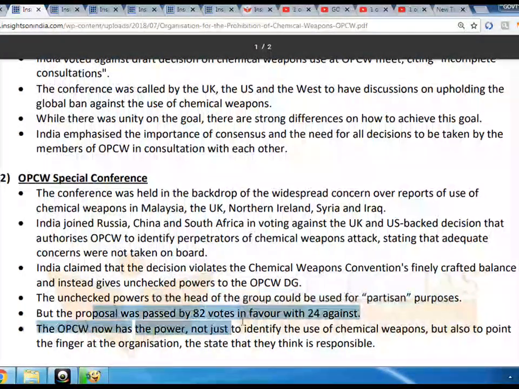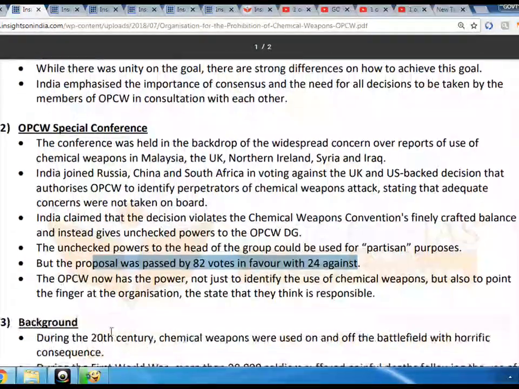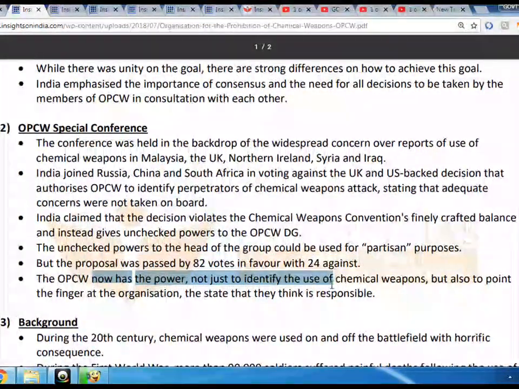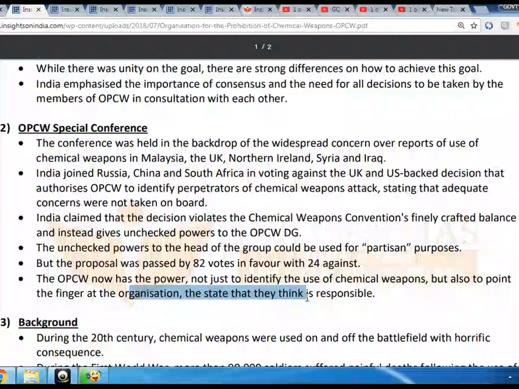But the proposal was passed by 82 votes in favor with 24 against. The OPCW now has the power, not just to identify the use of chemical weapons, but also to point the finger at the state that they think is responsible.